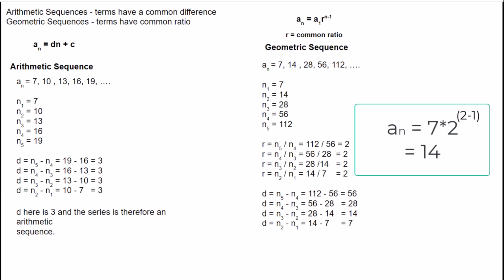If we were looking at the term n2, however, the formula would still read a sub n is equal to 7 times the common ratio, and that would be raised to the power of 2 minus 1. And if you work the math on that, you can easily see that you'll arrive at the answer that we have in this sequence for any given term. And that's really all there is to geometric sequences.